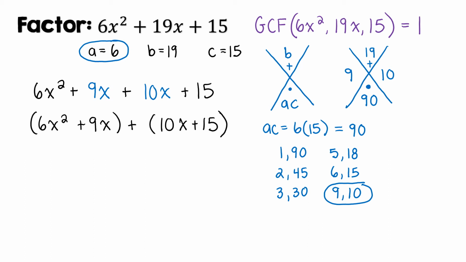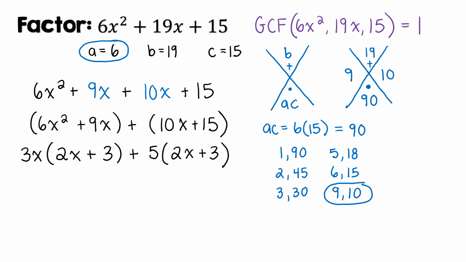Then factoring out the greatest common factor from each of these groups, the greatest common factor between 6x squared and 9x is 3x. So we have 3x times 2x plus 9x divided by 3x is just 3, plus the greatest common factor between 10x and 15 is 5. So we'll factor out 5. 10x divided by 5 is 2x, and 15 divided by 5 is 3.